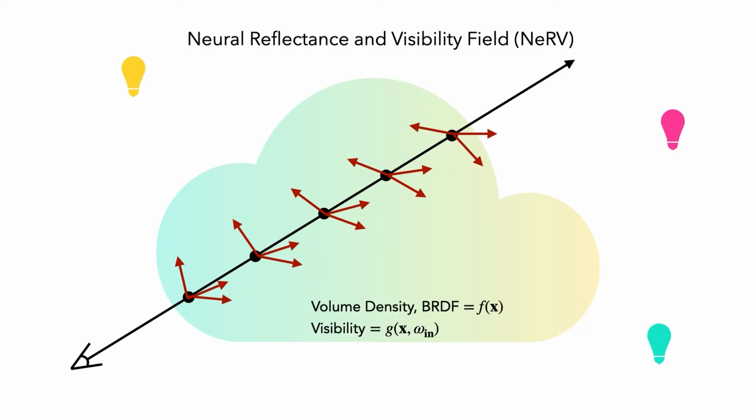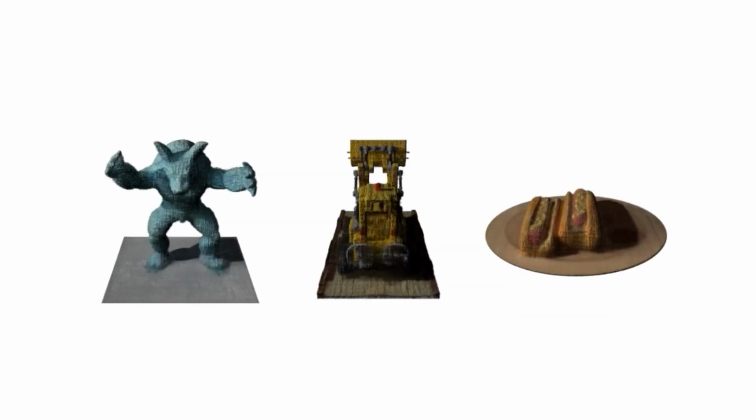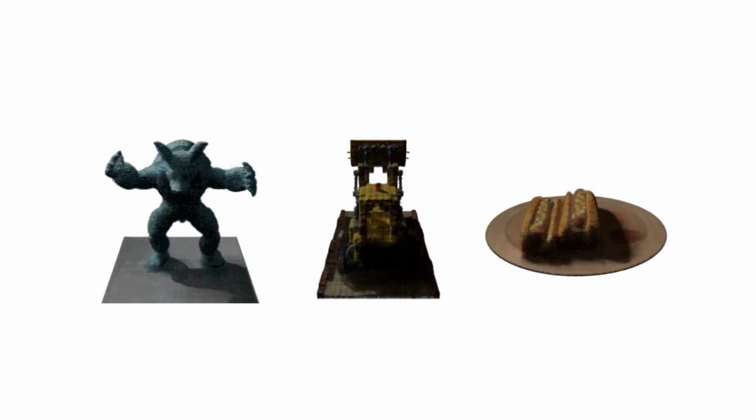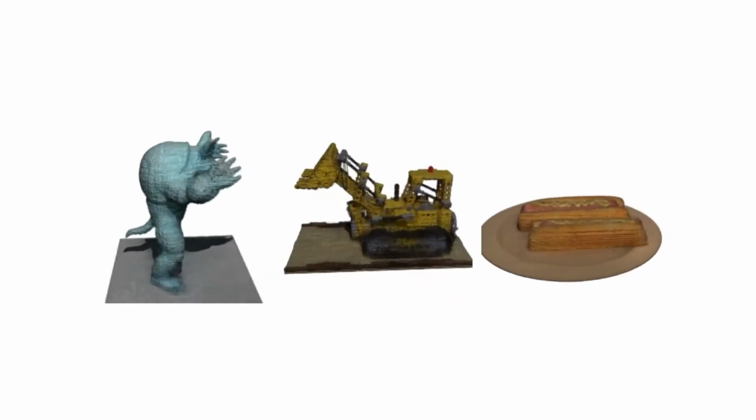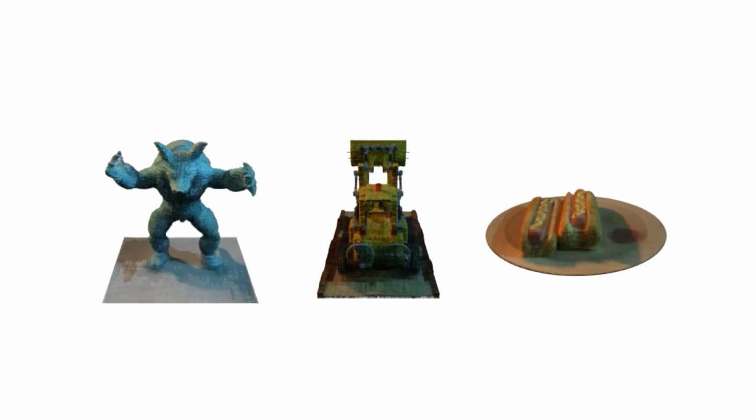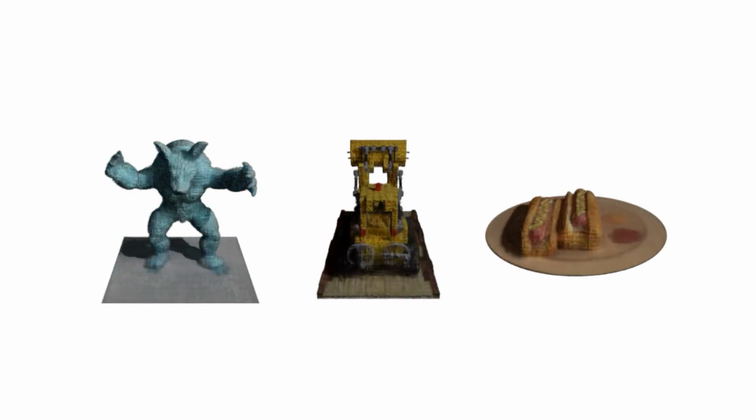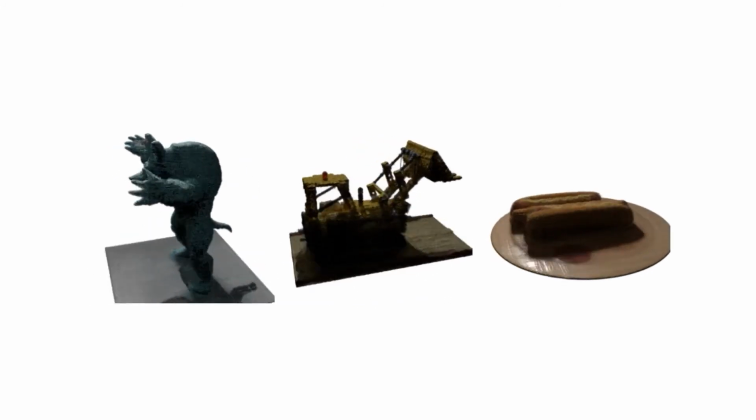So in a NeRV model, we have an MLP F that outputs the volume density and BRDF at any location x, and another MLP G that outputs the visibility of light coming from any direction omega sub n to the point x. This strategy lets NeRV use images that are captured with more than a single point light source, and then efficiently render new views under more complicated lighting at test time.